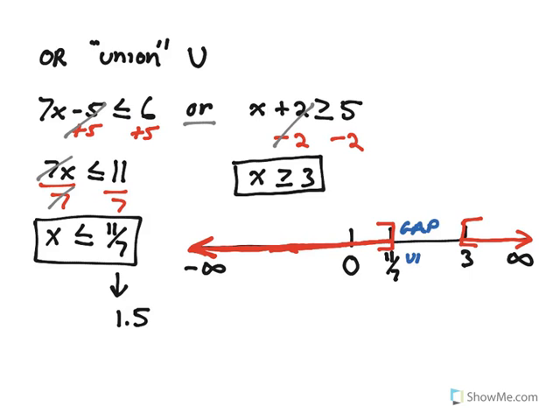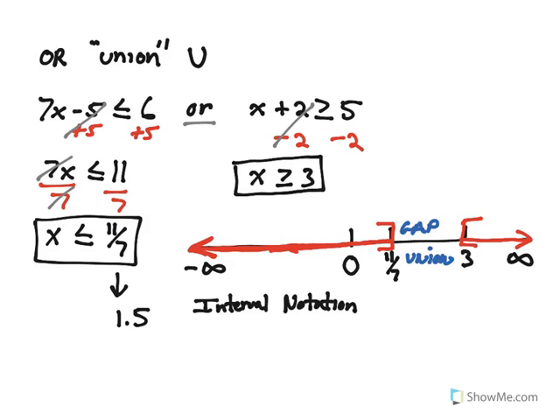So we call that a union. And that tells us that there's no solutions in between 11 over 7 and 3, or 1.5 and 3. Okay? So like 1.6 would not be a solution, and 2.9 would not be a solution, and anything in between there. So when you do the interval notation, you have to indicate that gap or that union. All right? And like I said earlier, you just use the U, the capital U.